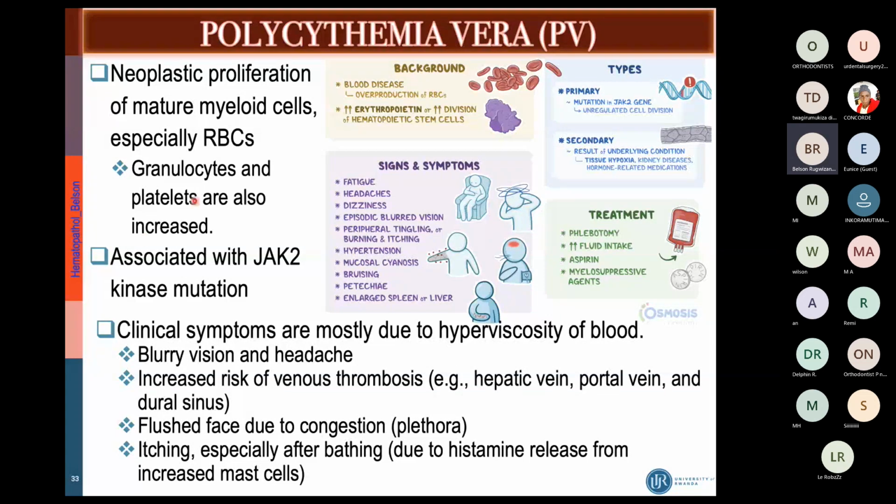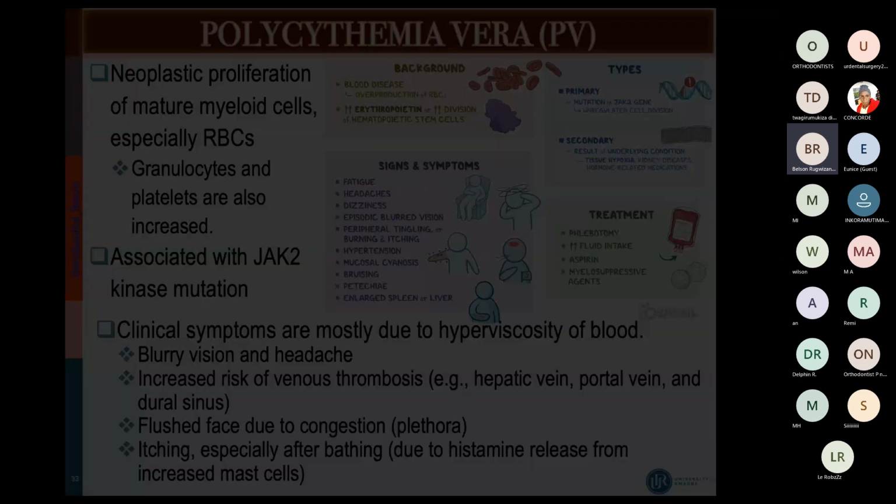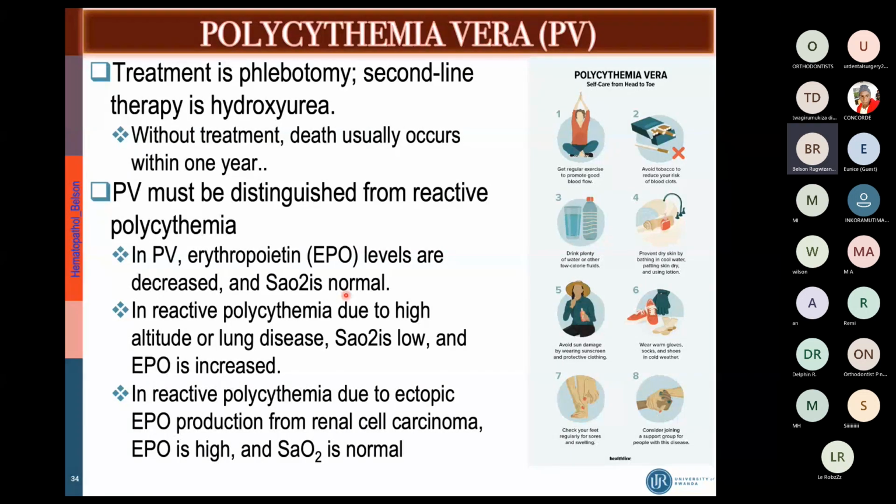So platelets and the granulocytes can sometimes be increased associated with that mutation, this we said, and then the signs and the symptoms. So treatment, we said it, phlebotomy and so on. So you must also distinguish polycythemia vera from reactive polycythemia.